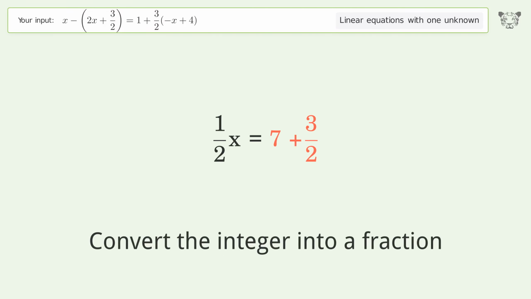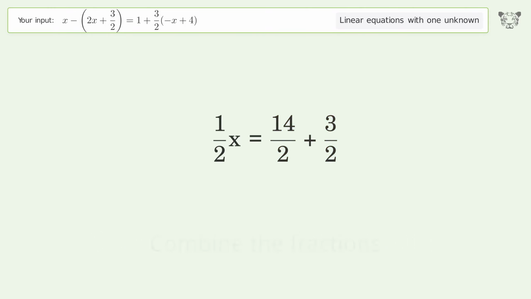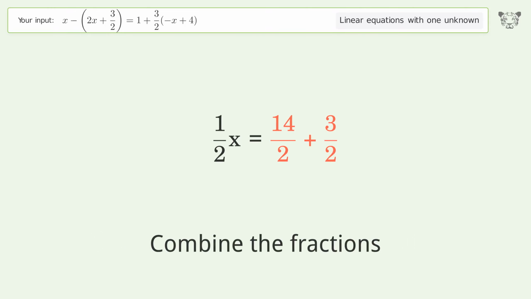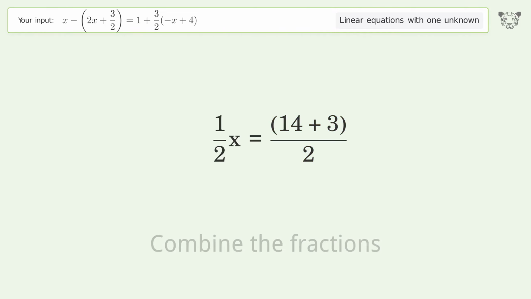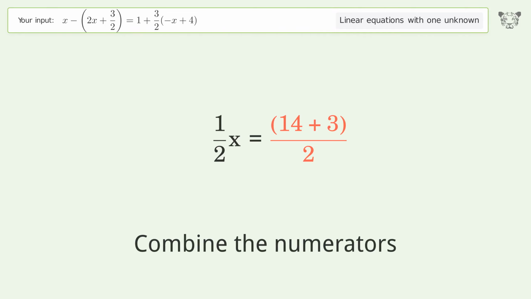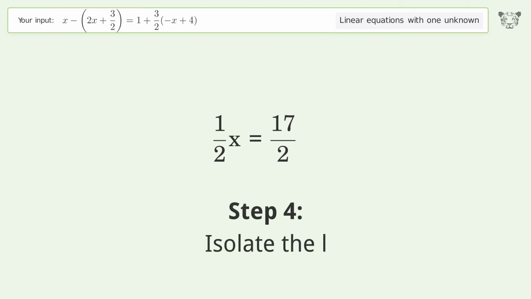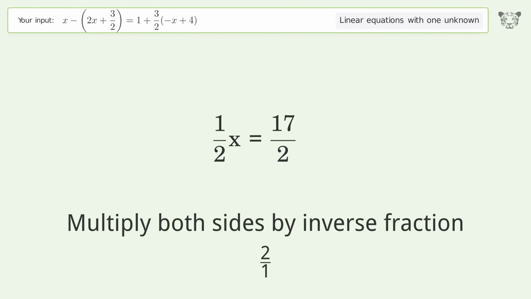Convert the integer into a fraction. Combine the fractions. Combine the numerators. Isolate the L. Multiply both sides by inverse fraction 2/1.